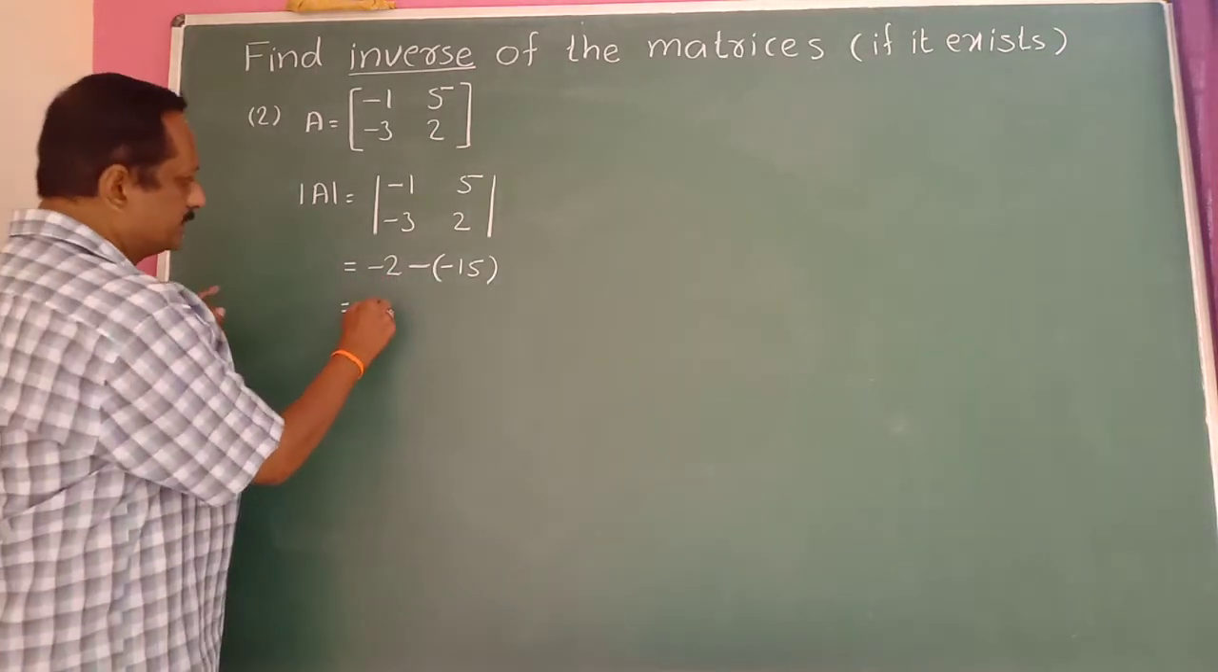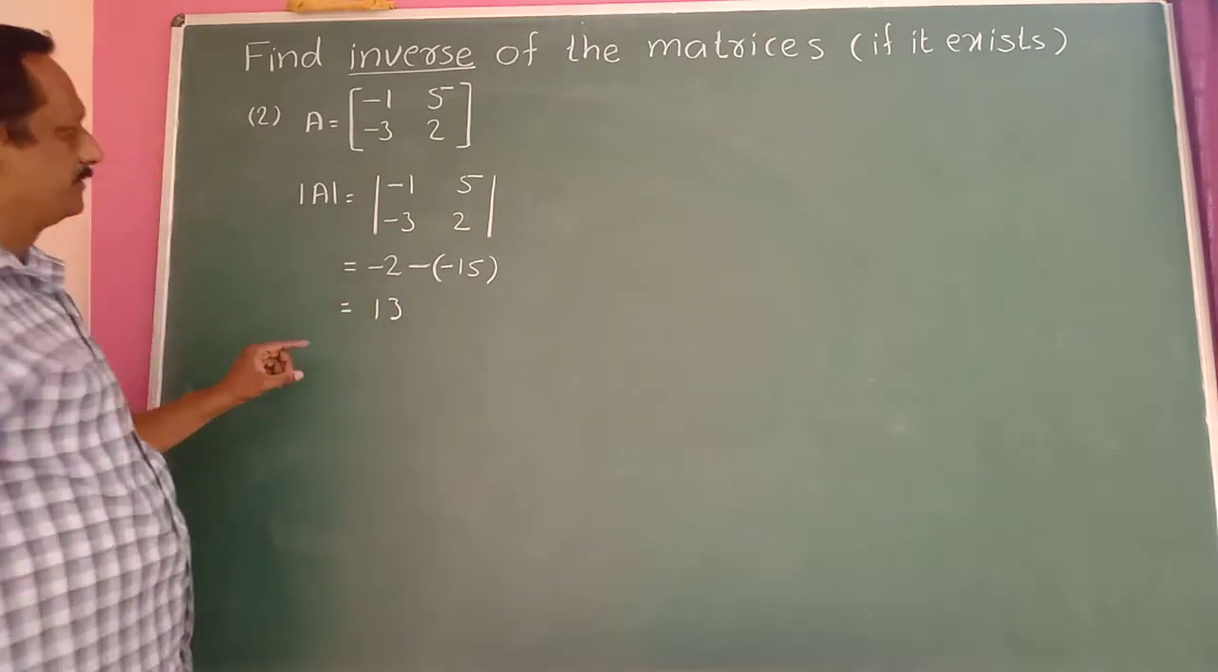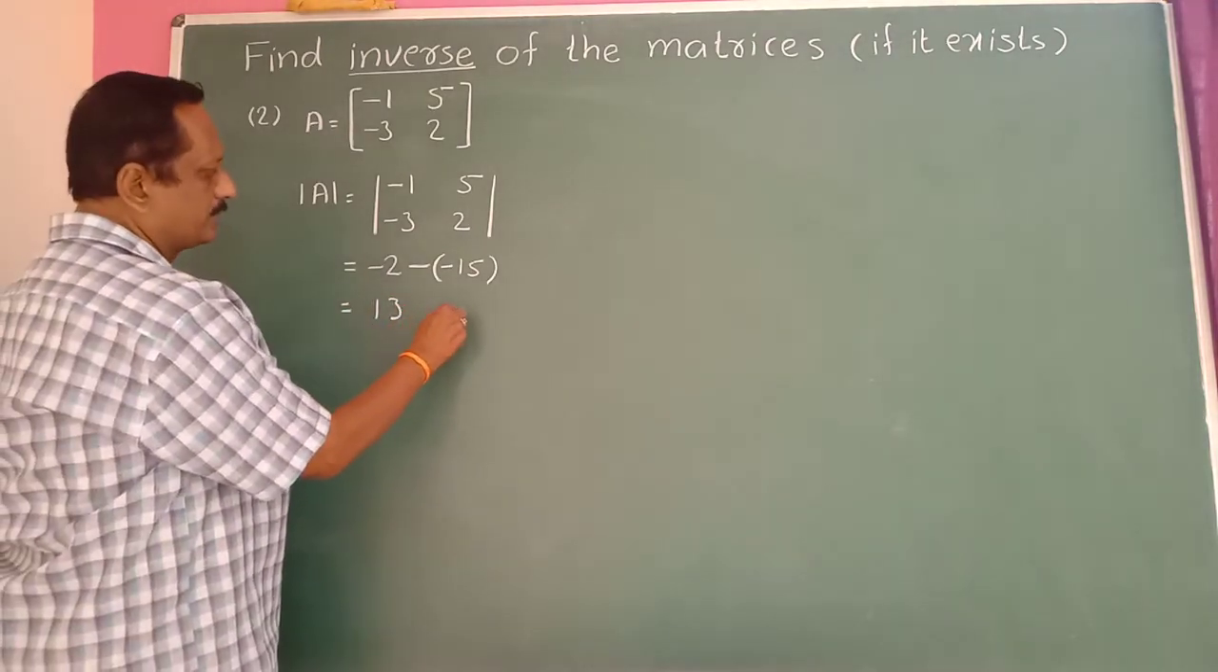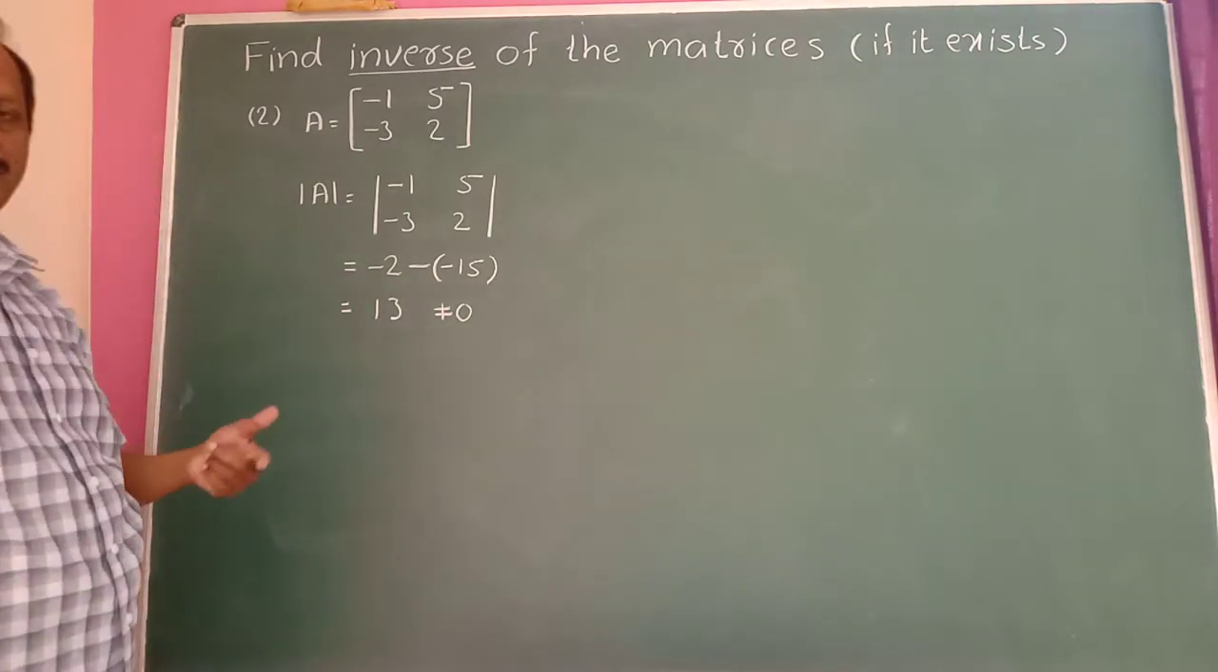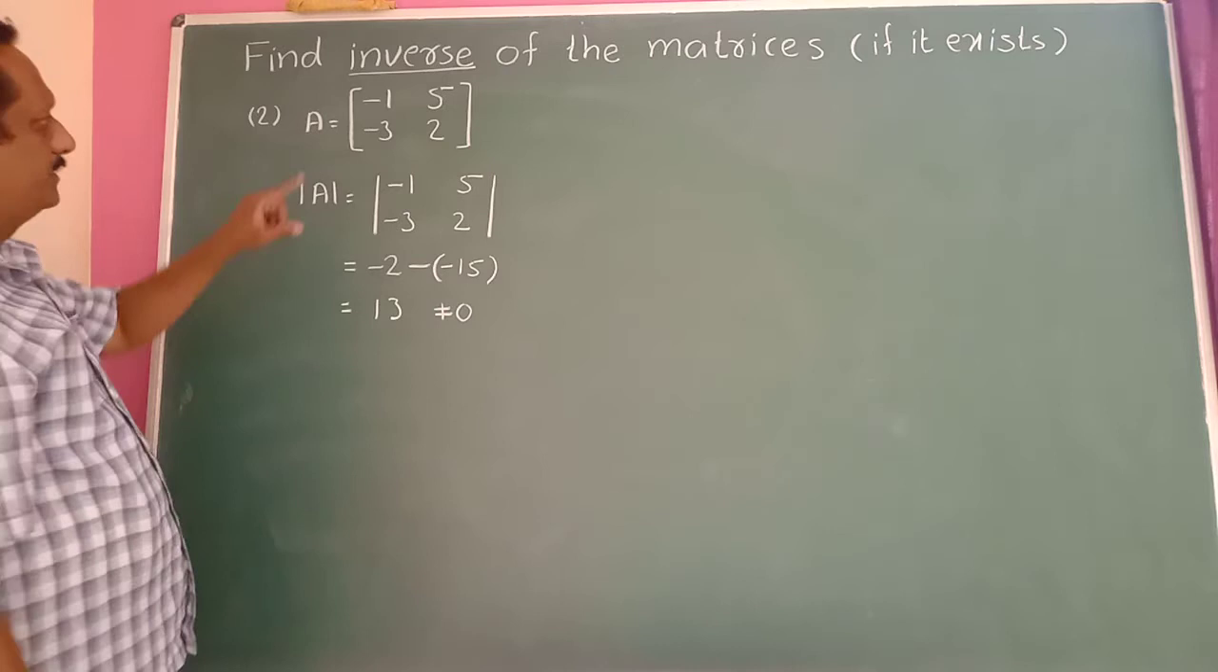15 minus 2 becomes a 13 here. So it is a plus 13. Again this is not equal to 0. It is a non-singular matrix. So it has an inverse here. Then we find the cofactors of each element here.